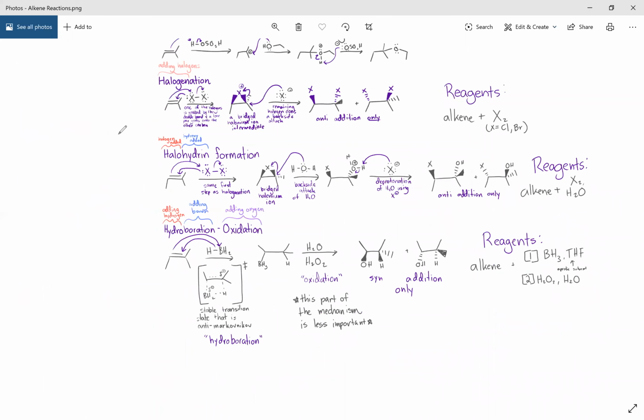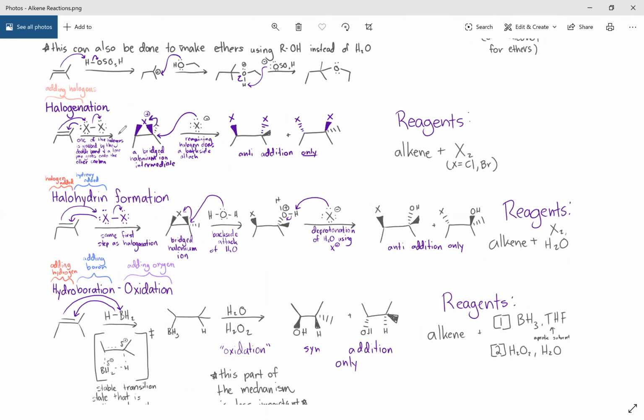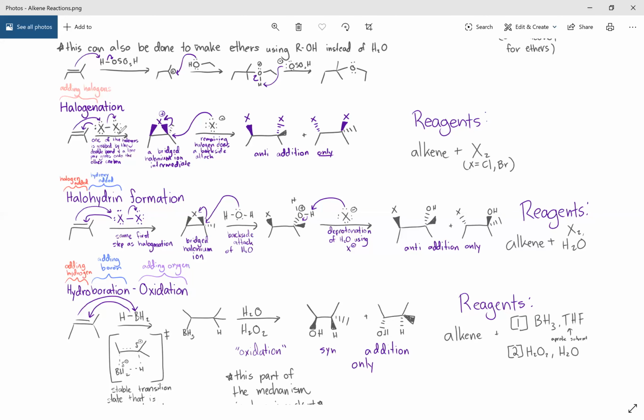Also, one thing to note with this is that it's going to add the X to the less substituted carbon. This is sort of similar to the Markovnikov rule, except instead of forming a more stable intermediate carbocation, it's going to form a more stable transition state.